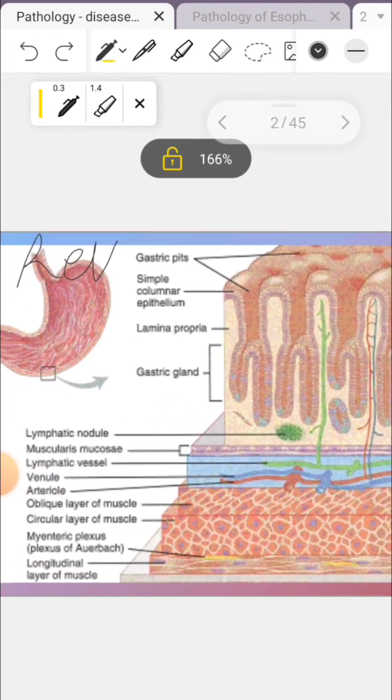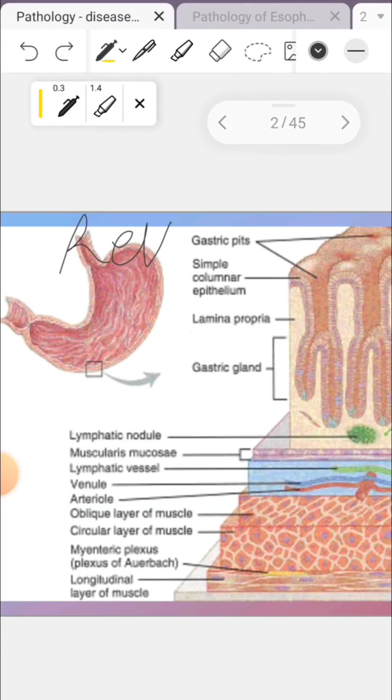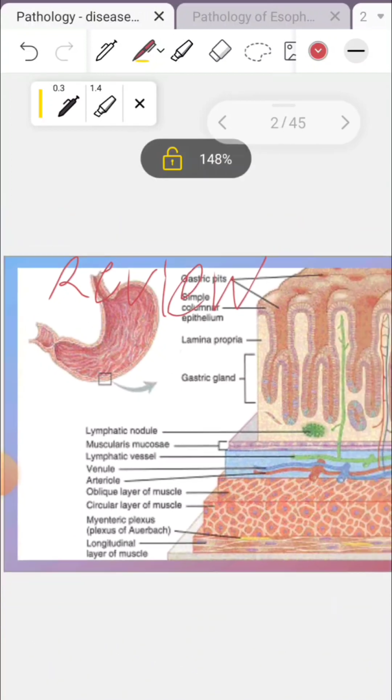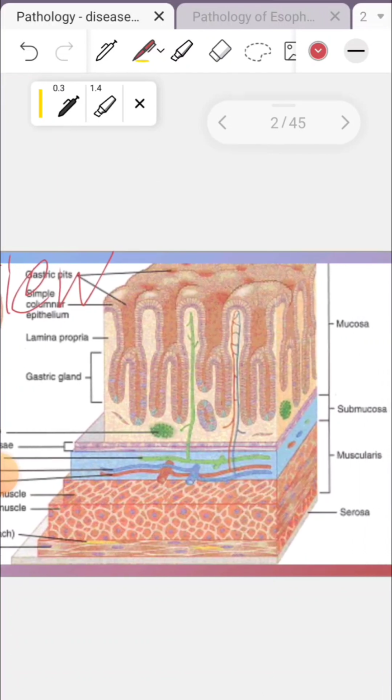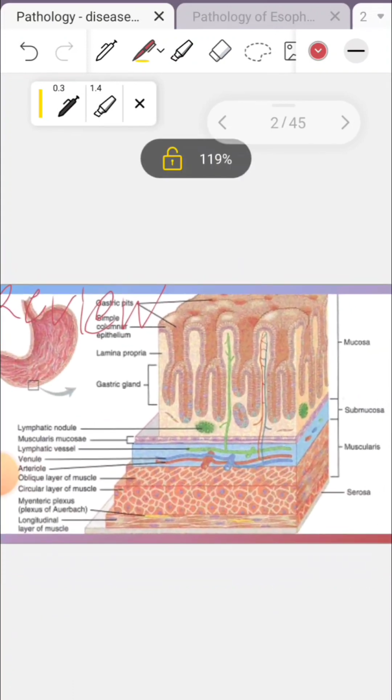Histologically, the wall is made up of 4 layers: mucosa, submucosa, muscularis and serosa. The mucosa is made up of foveolar cells or gastric pits. These cells are the HCl producing cells, which are the parietal cells or oxyntic epithelium.